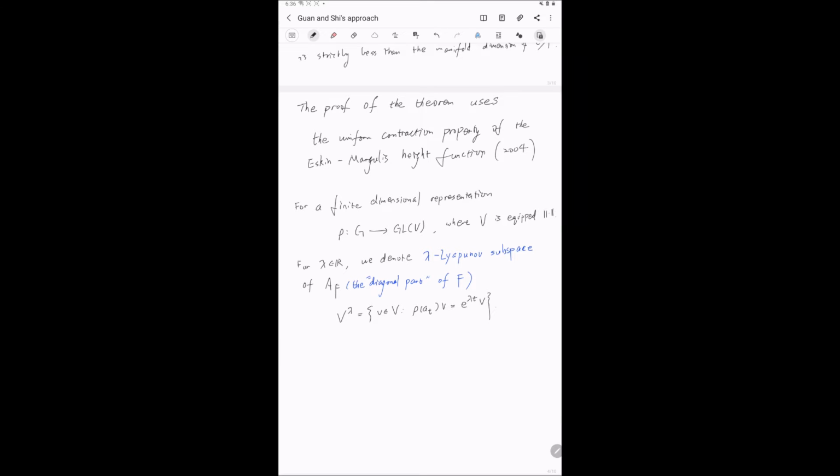Since A_f is diagonalizable, we can write the space V as a direct sum of three parts: V plus, the direct sum of the lambda Lyapunov subspaces with lambda greater than 0, V zero, and V negative, the direct sum of those negative parts.